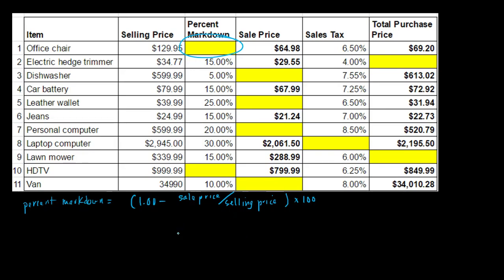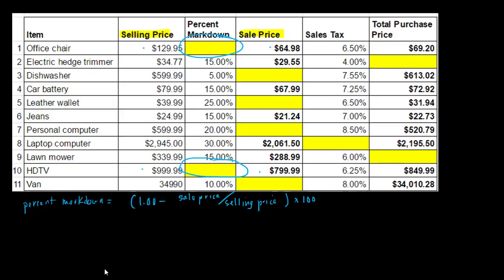Now both sale price and selling price are provided for you. Pretty cool, right? So here's your column for selling price, here's your column for sale price. So in the case of the office chair, I'm able to grab the sale price, grab the selling price, and plug it into my equation and solve for percent markdown. Same thing with this HDTV. Grab the sale price, grab the selling price, solve for percent markdown.